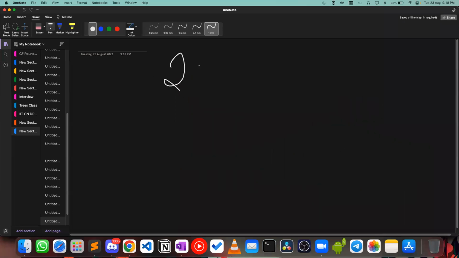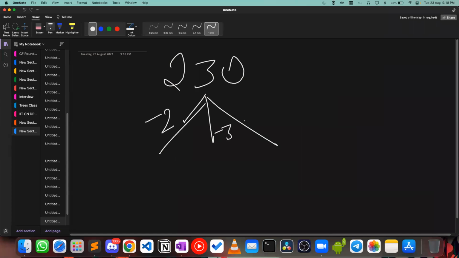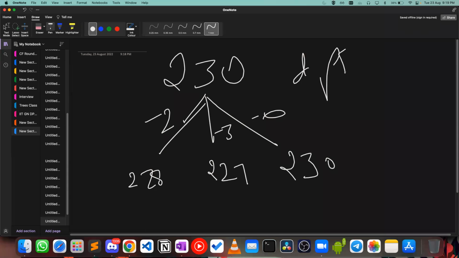Now tell me one more thing. If I have 230, should I consider subtracting 0 from it? I can subtract 2 from it, I can subtract 3 from it, and I can subtract 0 from it. But will subtracting 0 be a valid transition? I am saying that dp of I is dependent upon dp of I. Isn't that a cycle?